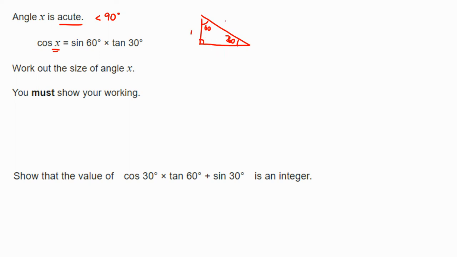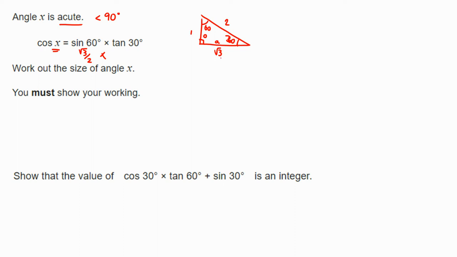And I know that this is 1, this is 2, and this was root 3 for the 60, 30, 90 triangle. Okay, if I'm working with sine 60, so sine 60 is opposite over hypotenuse. So that would be root 3 over 2. And I'm timesing that by tan 30. Now, it's different angle now, so tan works with opposite and adjacent, and if we're working with a 30-degree angle, this is O and A.